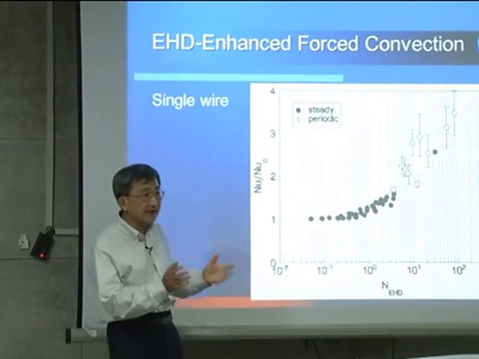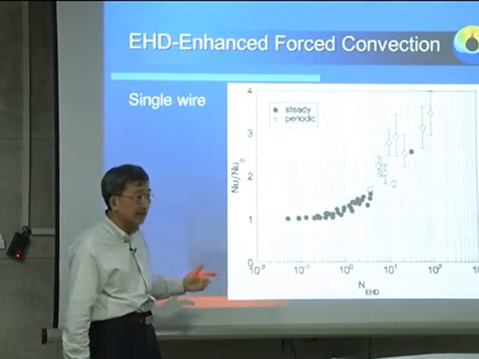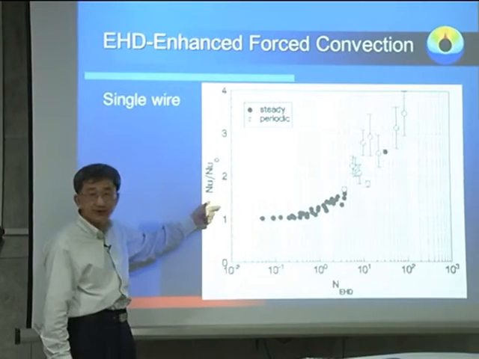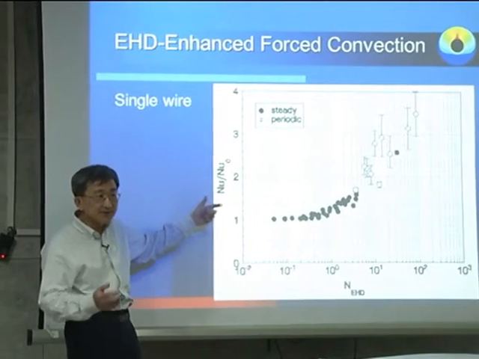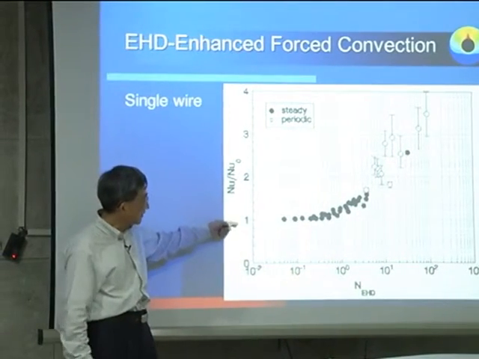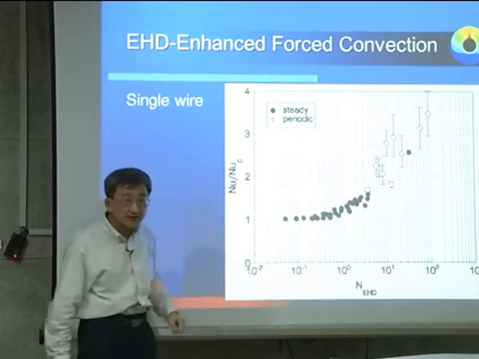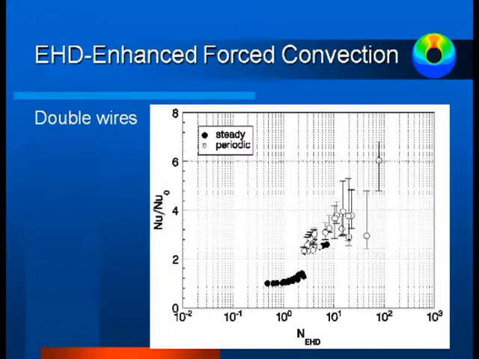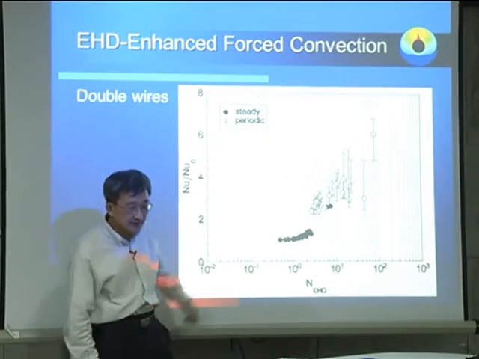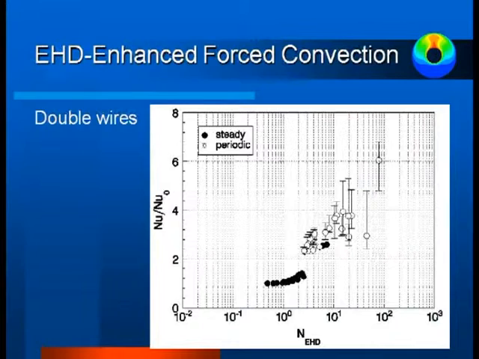Okay, if you look at all other heat transfer enhancement mechanisms, usually it will be what, 20%, 30%. But here you can see the enhancement is double. Okay, sometimes triple. Okay, that's a significant heat transfer enhancement. Right, and this is the one. If we use the more wire, okay, so you can see the enhancement is even further increased.